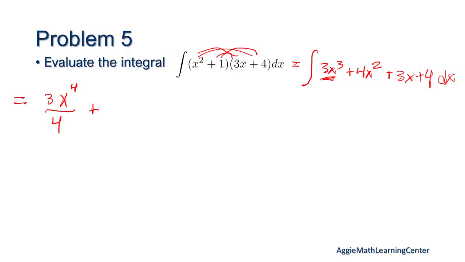Okay. And then we have this guy that is add a power. So that's going to be x cubed times 4 divided by the new power. That's 3. Then we add a 3x. We again add 1 to the power. So x to the 1 is x. Then x to the 1 plus 1, that's going to be x squared over 2 because we're dividing by the new power. And then whenever we are taking the integral of a constant, we're just going to add an x up front. So that's going to be plus 4x.